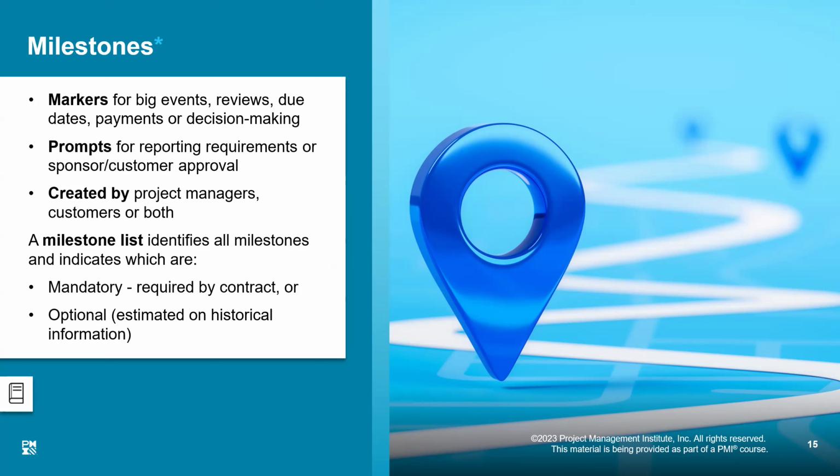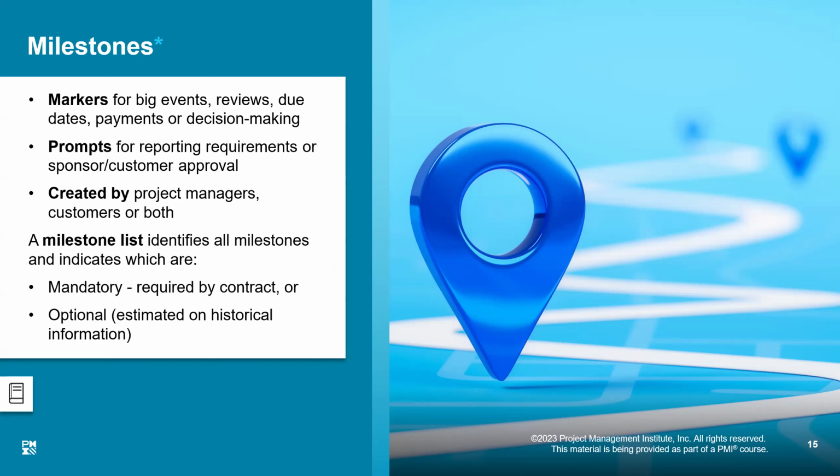Milestones. What are the milestones? Actually, when we create a roadmap, the major points in the timeline where something is expected to happen will be considered as a milestone. They are the markers of big events, reviews, due dates, payments, or decisions. These markers are made on the timeline, and they are called milestones. They normally indicate that an event has happened, reviews have to be done, this is the due date for something, this is the date for the payment, or at that point in time we may have to make our decision. So all of these markers could be milestones, right?